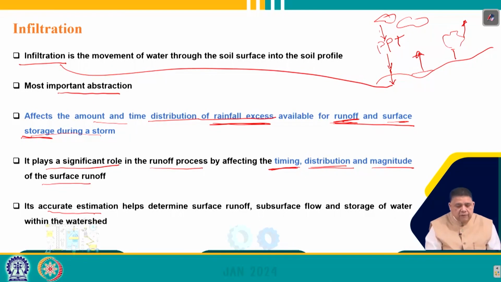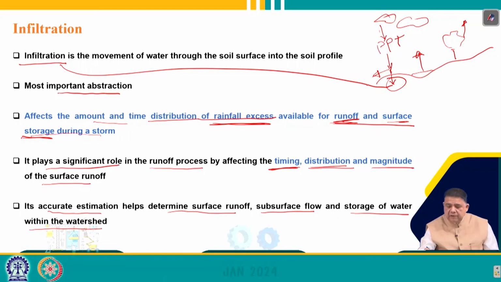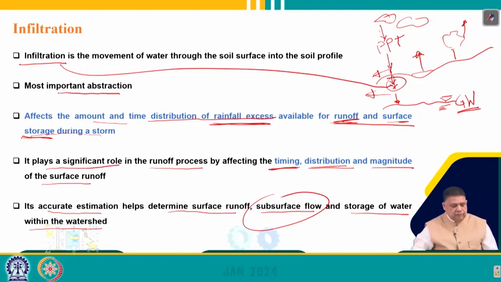The accurate estimation of infiltration helps determine surface runoff, subsurface flow and storage of water within the watershed. Once infiltration is known, we know how much water is available for overland flow, and of course, we know how much water could be stored. Also, once the water infiltrates, there are two possibilities. One is that, depending on the soil profile, it starts flowing parallel to the surface, or it joins the groundwater level. So, either it will affect the subsurface flow or the groundwater flow. It all depends on the infiltration magnitude.